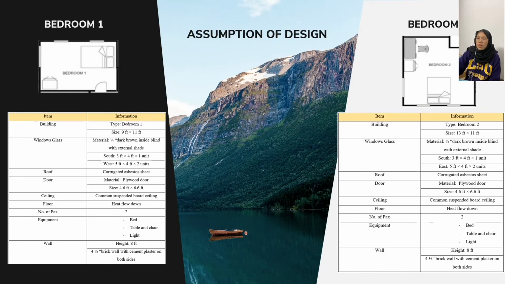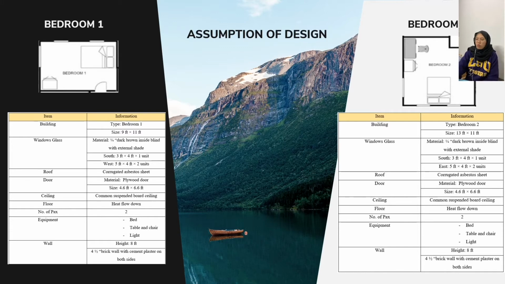As you can see in this slide, at the left side is bedroom 1 and at the right side is bedroom 2. For bedroom 1, the size of the bedroom is 9 times 11 feet and the materials for the windows, roof, door, ceiling, and floor are the same as I have explained in the building material before. The number of people in this bedroom is 2. The equipment in this bedroom is bed, table and chair, and light.